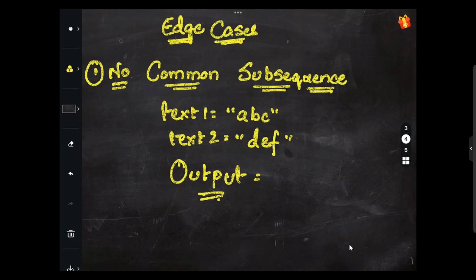So here we have different strings, right? Different characters within the strings: A, B, C, D, E, F. So no common subsequence at all. In this case, we'll be returning 0 because there are no common characters. So the longest common subsequence length is 0 here.